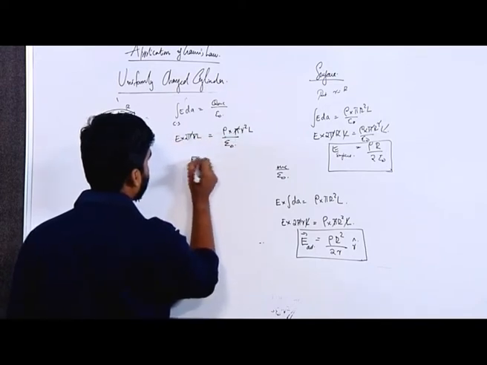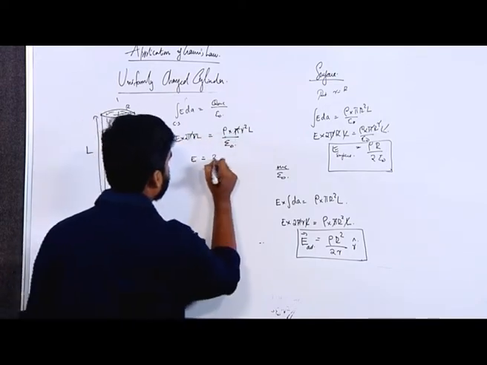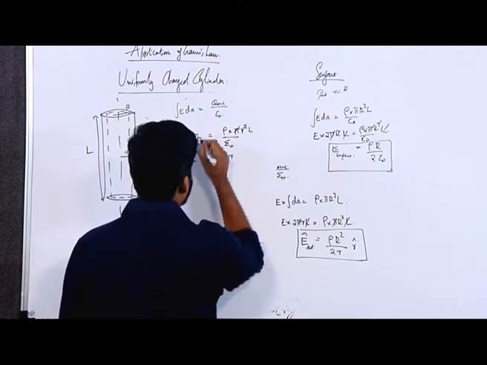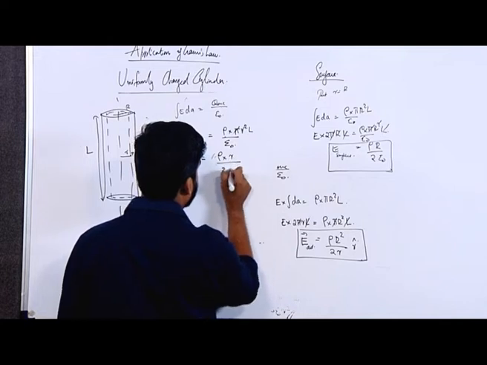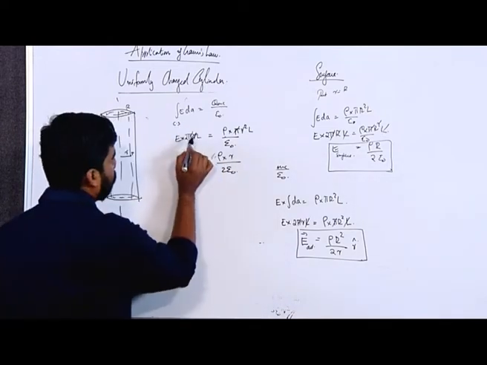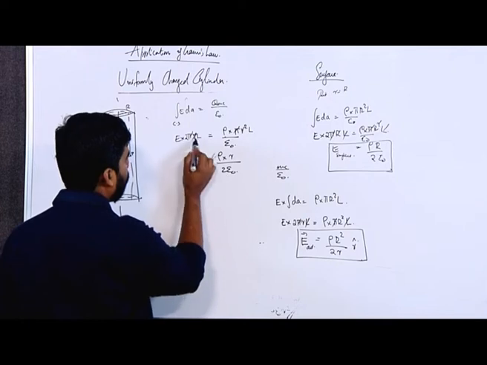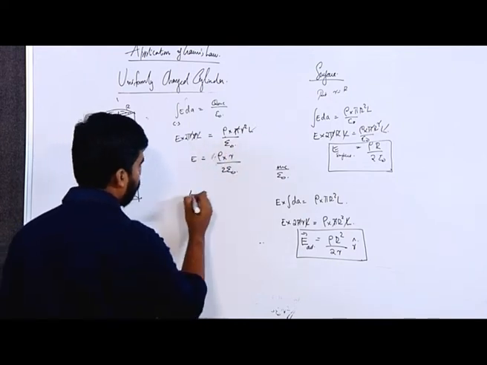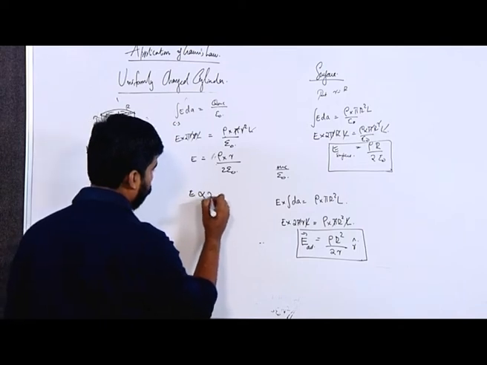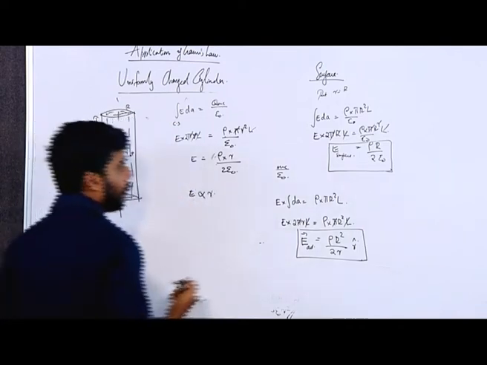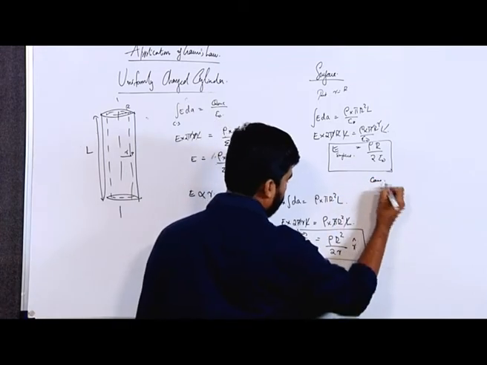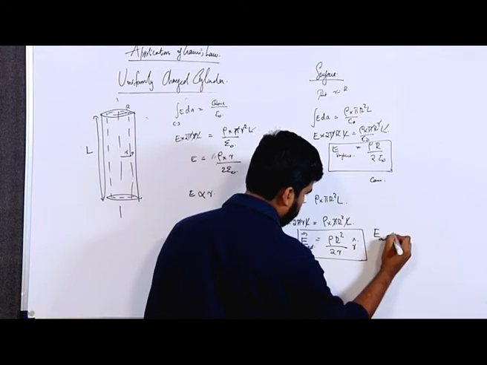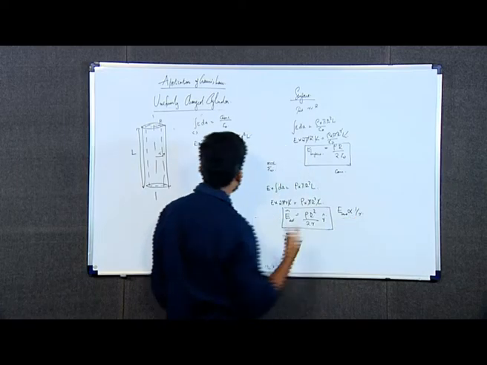So E is equal to rho into R by 2 epsilon 0. Since pi and pi will go, 2 will come down and L will be cancelled. So one R will be remaining. So E is directly proportional to R. So E at the surface is a constant. E outside the sphere, E out, is directly proportional to 1 by R.